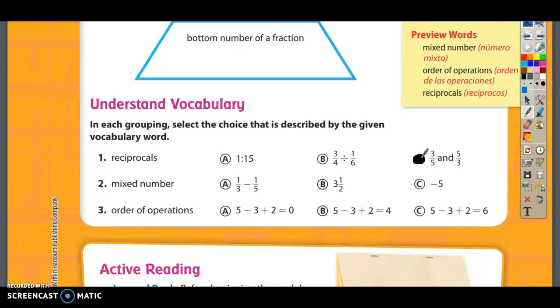All right, question number 2, mixed number. Which of these is a mixed number? I hope you know that this is a subtraction problem. This is a negative number. A mixed number is when you have a whole number along with a fraction.